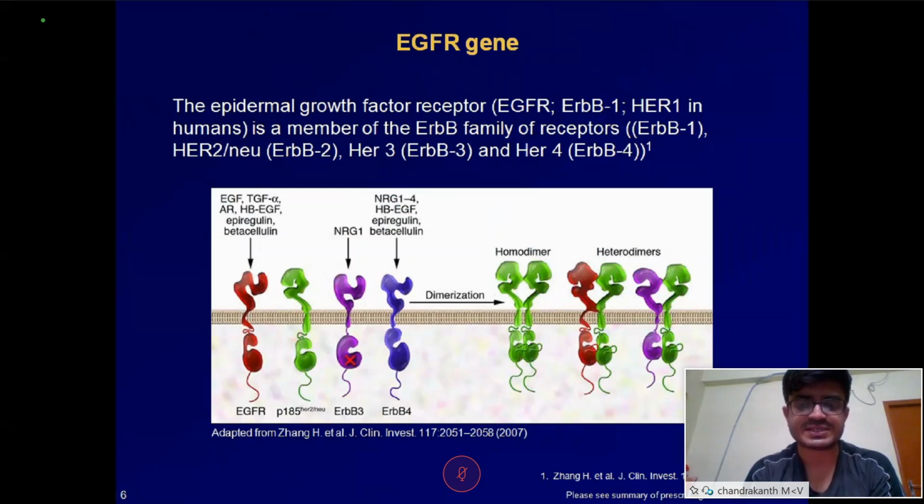Whereas the second generation TKIs are pan-HER or pan-ERBB blockers, which are more efficacious, and again they have a higher toxicity profile, especially diarrhea and mucositis. Then the third generation TKI, osimertinib, binds to exon 19 and 21 and has the least activity on the wild type, and specifically osimertinib has activity on the T790M mutation.